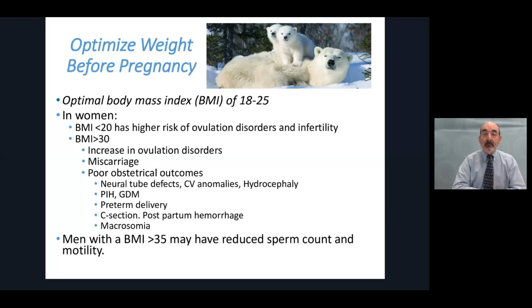In men, body mass index of greater than 35 appears to be problematic. And what is seen is commonly reduced sperm count, reduced sperm motility, and reduced male libido. So optimally, both men and women should try to maintain as close to a normal body mass or body weight, trying to avoid being very overweight or underweight. If you are very underweight or very overweight as a woman, discuss with your providers pre-pregnancy what strategies will be best for trying to either gain weight or lose weight, so that once one is ready to attempt pregnancy, it gives us the optimal outcome.